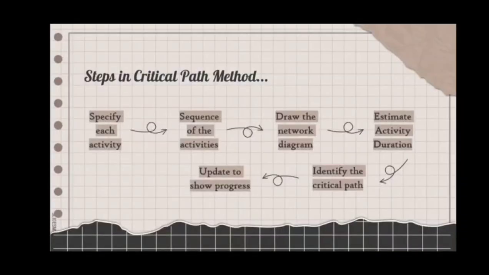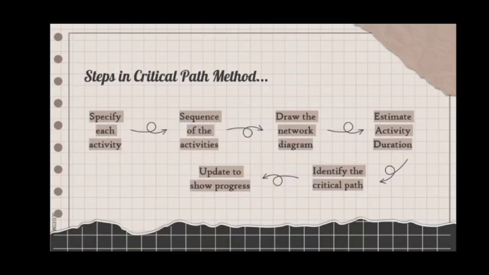Critical path method is a project modeling technique, right? So we have here the six steps in order to make this technique be done effectively and efficiently. First, specify each activity. We usually draw this from our work breakdown structure. Second, sequence the activities. In order for us to properly arrange the sequence of our activities, we must understand the patterns that connect one activity to the next, and this makes step 3 possible.